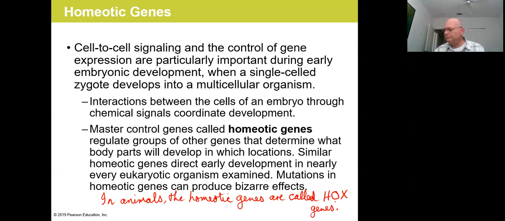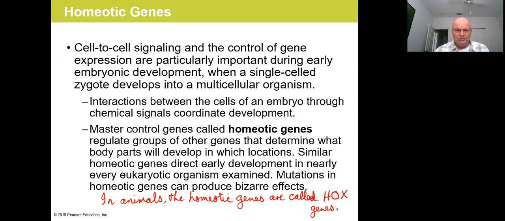And the reason why I want to point this out to you is that we've found homeotic genes in fungi, we've found them in plants, we found them in animals, we found them across the board in all eukaryotic organisms. We have not found them in prokaryotic organisms, although there is a hint that maybe there are some precursor genes to the homeotic genes in bacteria, but there are no definitive homeotic genes in bacteria.